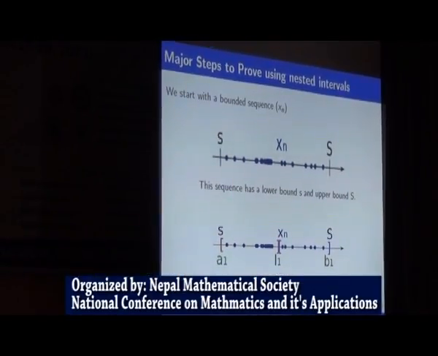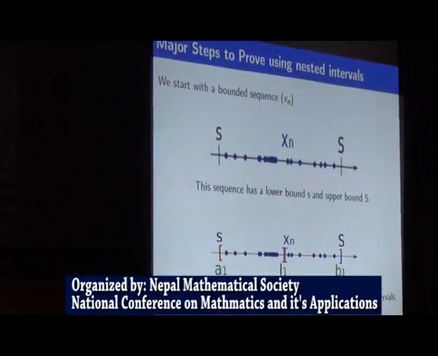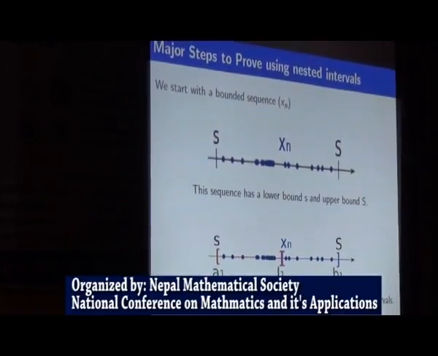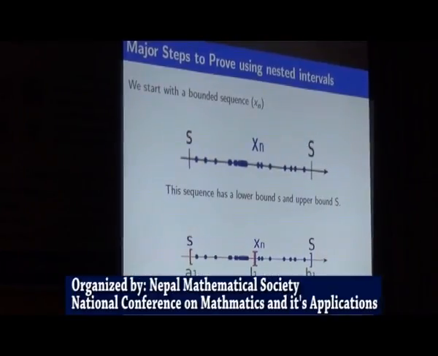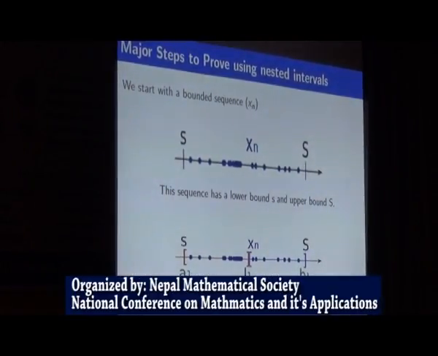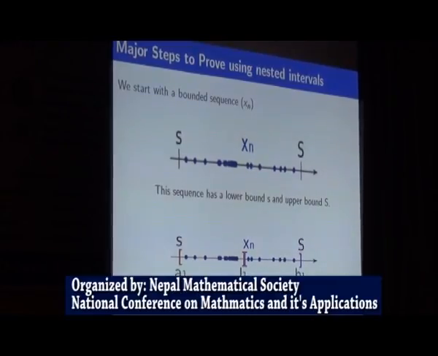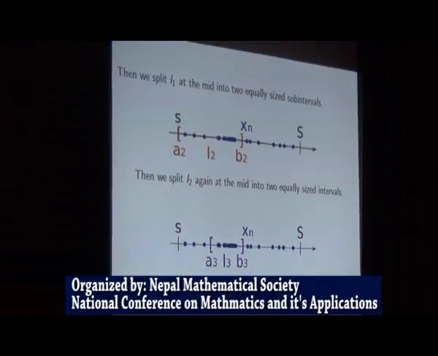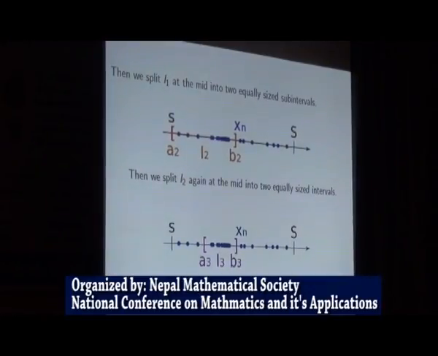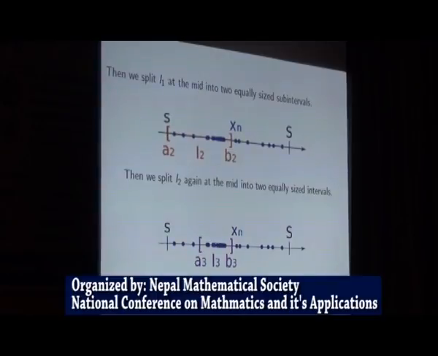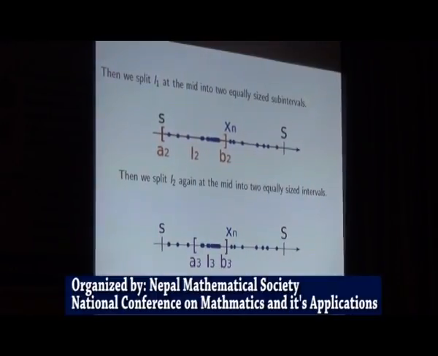I take small s and capital S. This sequence has lower bound s and upper bound S. Then we split the interval. We partition, we halve. We take the first interval I1 as the first interval of the sequence of nested intervals. Then we split I1 at the midpoint into two equally sized subintervals. It is our construction: we divide into two equally sized intervals.